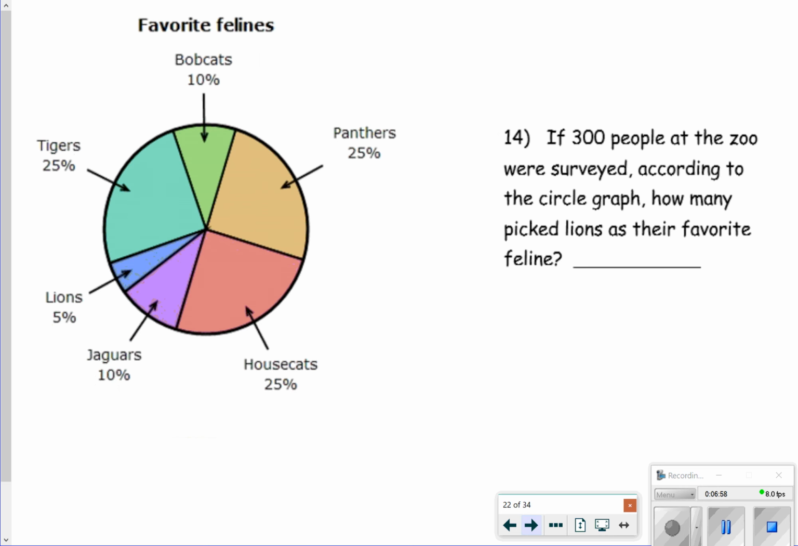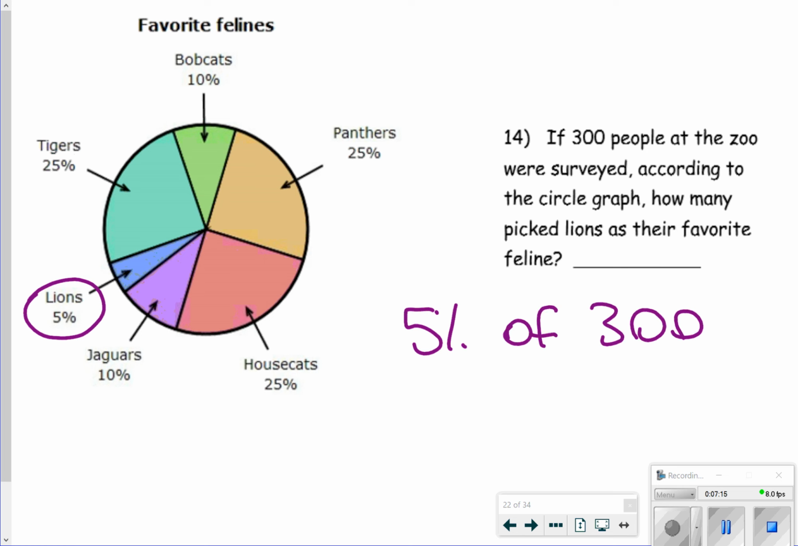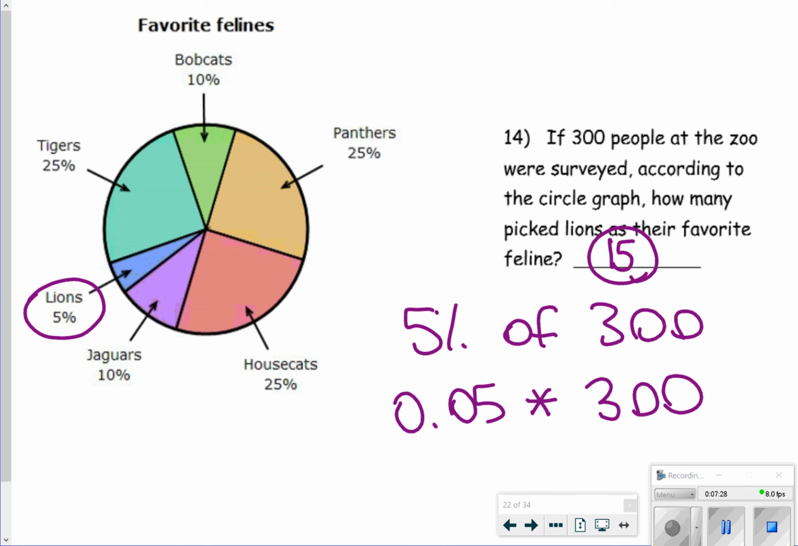Going on to number 14. So the next page, if 300 people at the zoo were surveyed, according to the circle graph, how many picked lions as their favorite feline? Lions is represented by 5% of the population that answered this survey. So you're basically finding 5% of 300. A lot of you maybe like to find 10% of 300 and then half it. I simply just took 5%, changed it to a decimal, so 0.05, and then multiplied by 300, and I'm going to get 15 people.